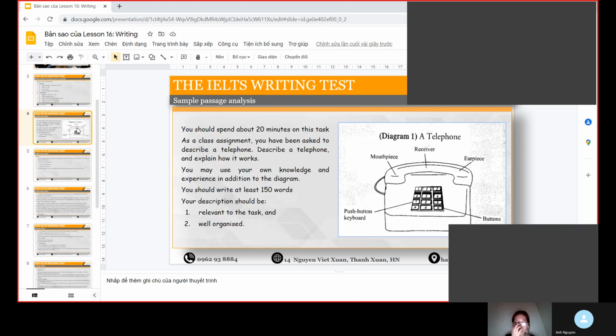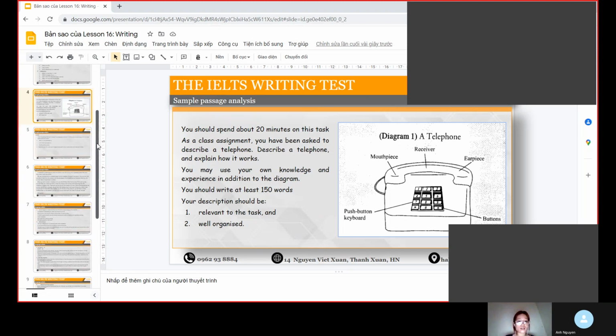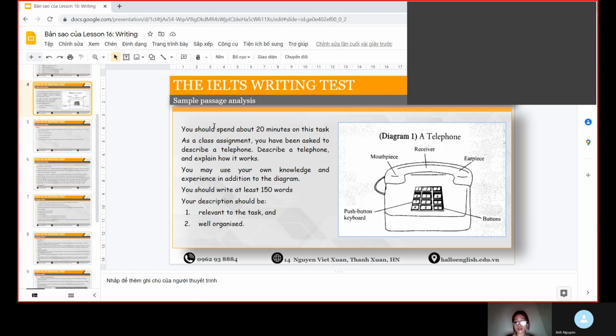Okay, thank you. So, here's a sample passage analysis. You should spend about 20 minutes on this task. As a class assignment, you have been asked to describe a telephone. Describe a telephone and explain how it works. Your description should be relevant to the task and well organized.